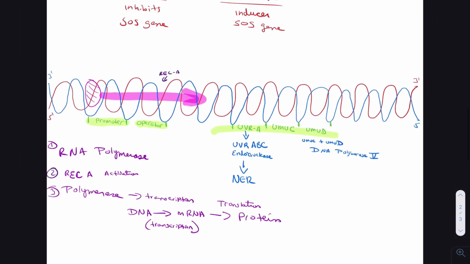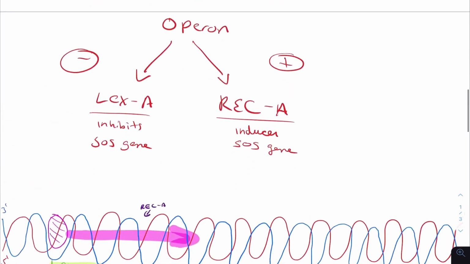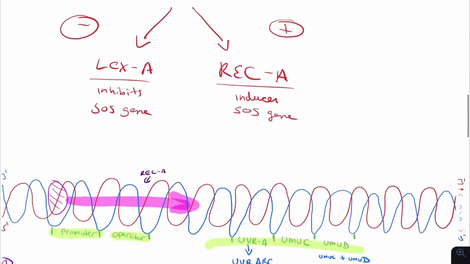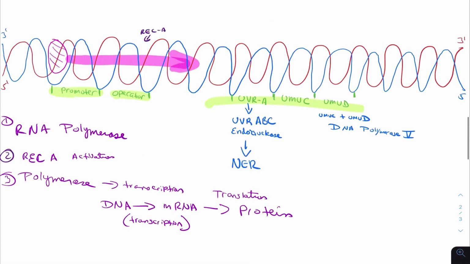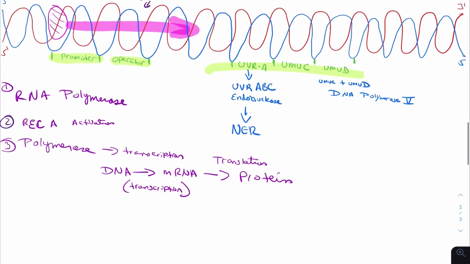So this essentially is it. This is the SOS pathway, right? It's with the operons that are involved, the SOS operon, the SOS gene, which leads to the formation of UVRA, or again, if that is not sufficient, to the translation of UMUC and UMUD genes, which will then subsequently give us DNA polymerase 5. Okay, so that's all.